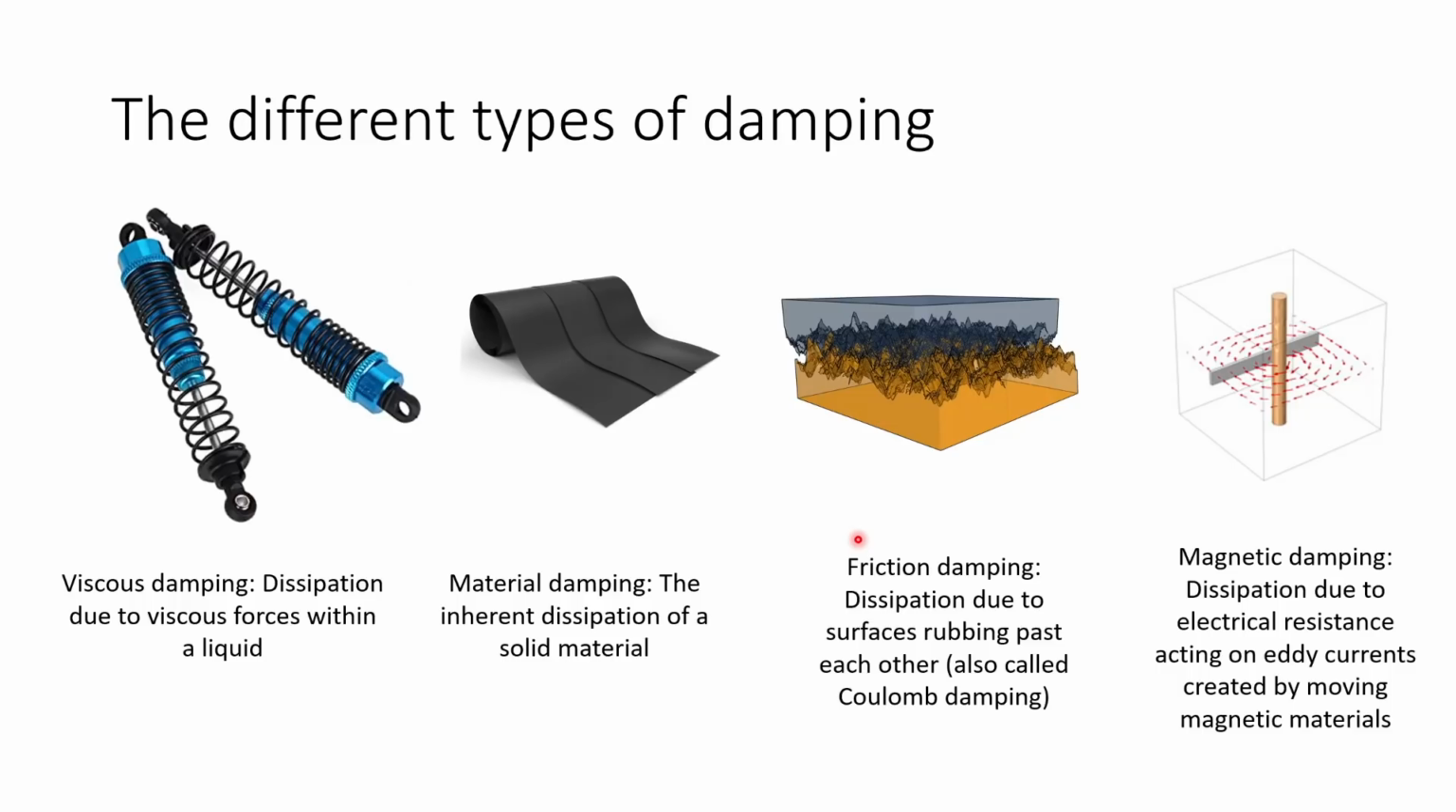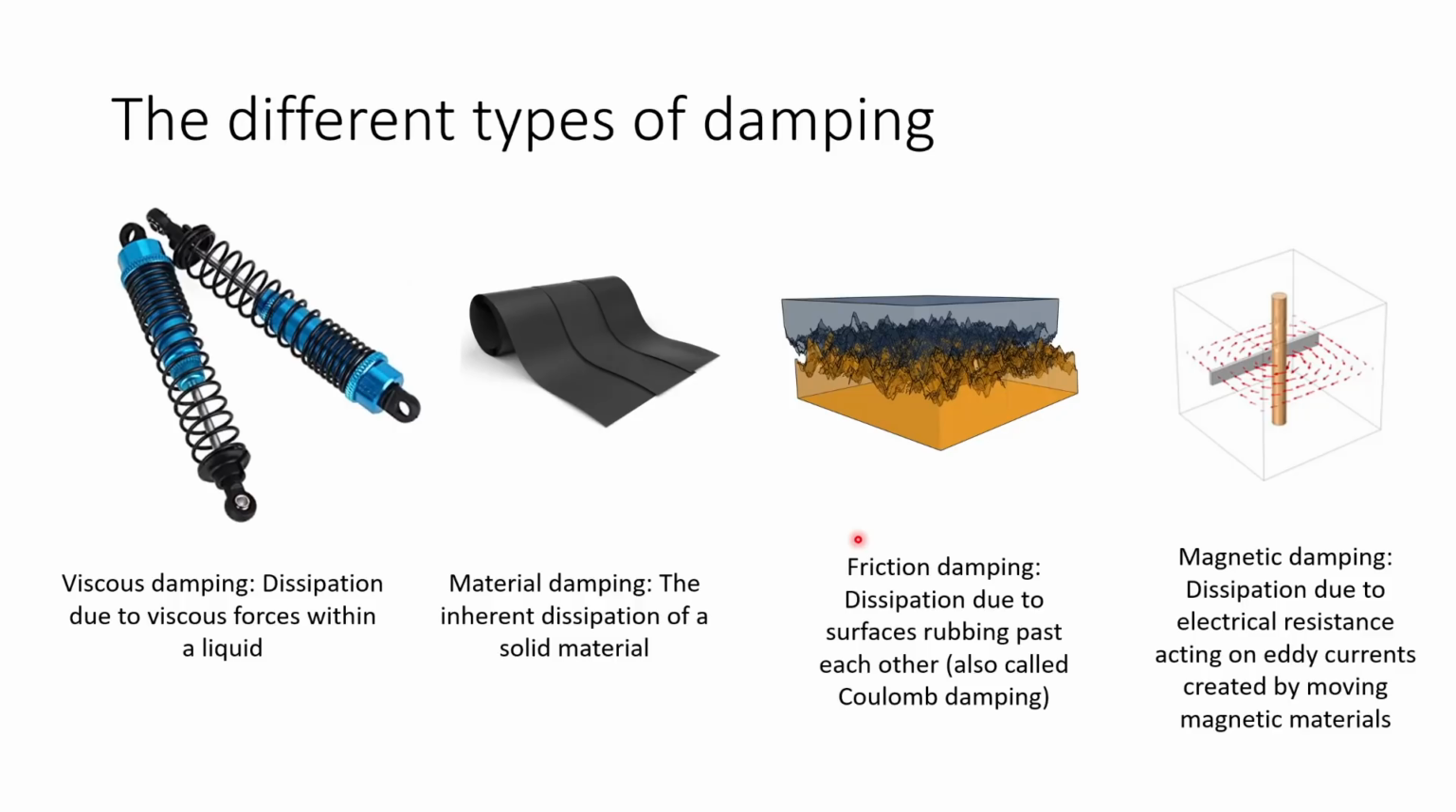Material damping is the inherent dissipation of a solid material, and every material has a different material damping coefficient. Something like a metal has quite a low material damping coefficient, and so metal objects tend to ring when you strike them. Rubbers and plastics tend to have a much higher inherent material damping coefficient, and so when you strike plastic or rubber things, they don't tend to ring.